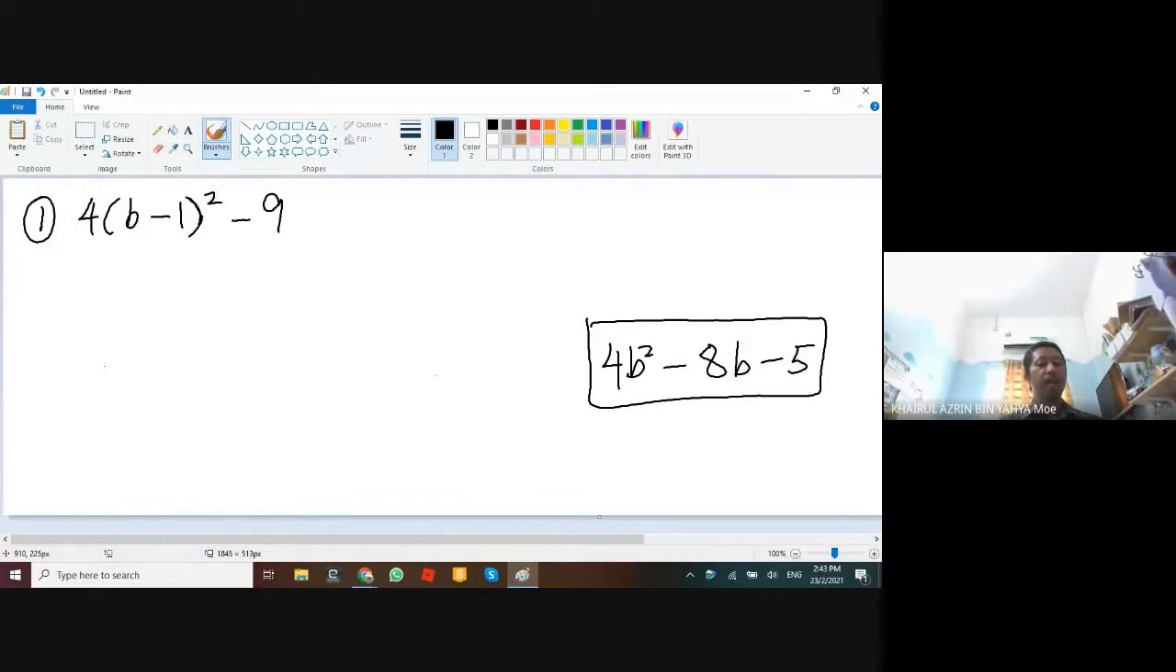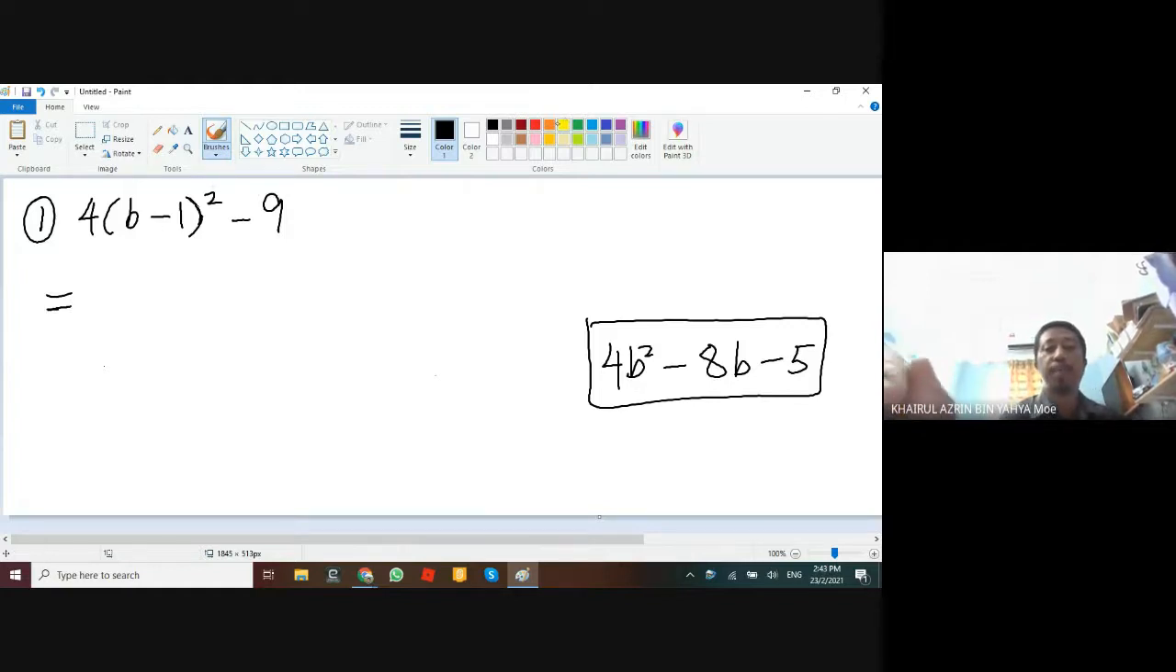However, I don't want to use that method. It's very long. We use a different method. How? We just expand like usual. So we expand this one.